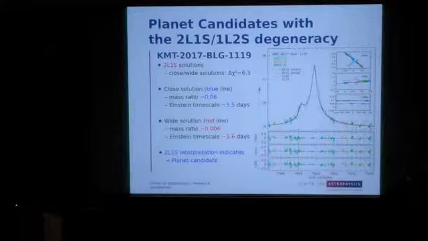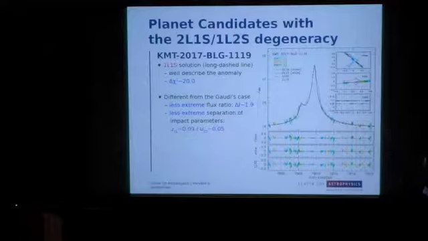This is not too low to claim a planet, but the Einstein timescale of this event is about 3.5 days. It's really short. So this is a planet candidate. But the important thing is I also found a binary source solution for this event. Delta chi-square is about 20. I will show this delta chi-square in detail later.